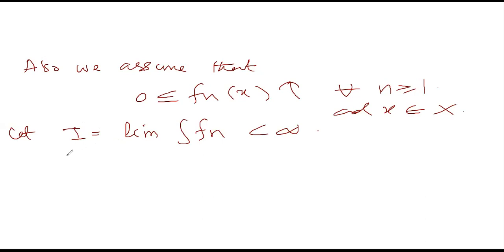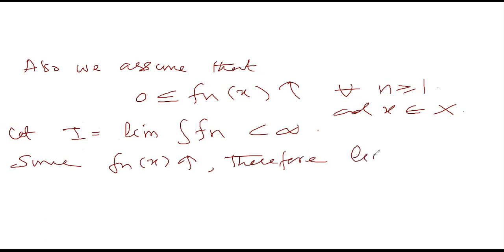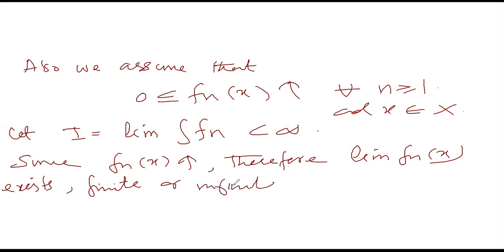Now for each x, since fn(x) is monotonic increasing, therefore the limit of fn(x) exists, finite or infinite, for all x belongs to X. For each x belonging to X, this limit exists whether finite or infinite.